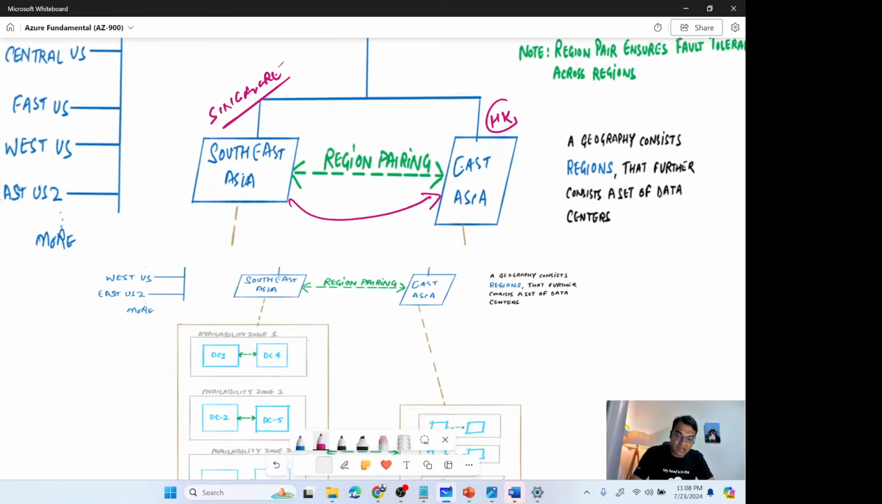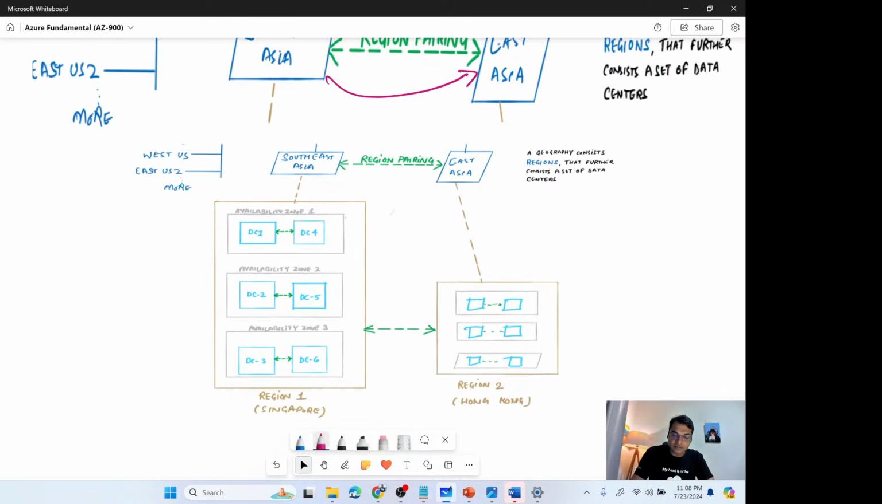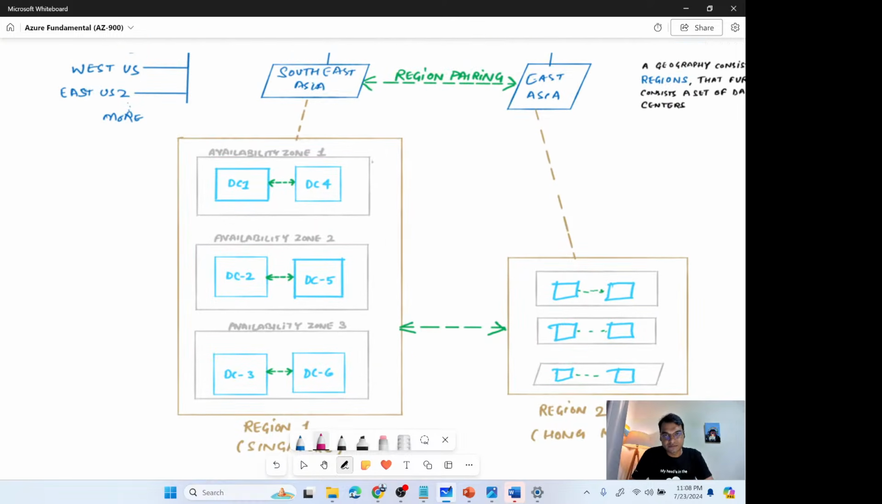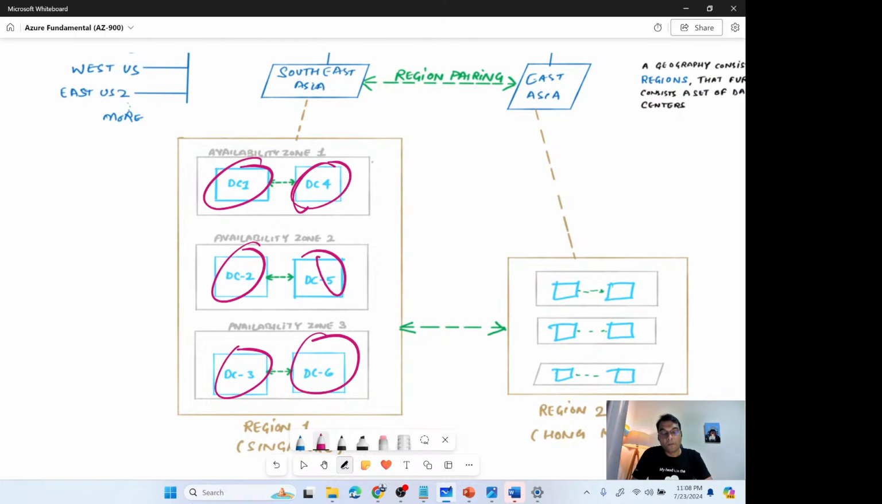Okay. Now, if you were to double click on Southeast Asia, every region has a number of data centers. As you can see in Southeast Asia, I'm depicting 6 data centers. Data center number 1, 2, 3, 4, 5, 6, right? So geographies have regions, regions have data centers, and in the data center is how you deploy your resources, whatever you are creating, perhaps a virtual machine or whatever. That is how it works.